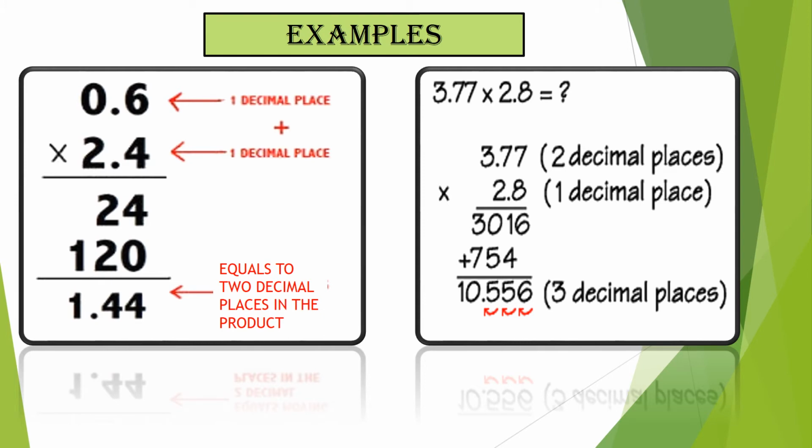Now, how will you put the decimal? Here is 2 places, here is 1 place. The sum of the decimal places is 3 decimal places. So, in the answer, you will put the decimal after 3 places from the right. So, 10.556 will be the answer.